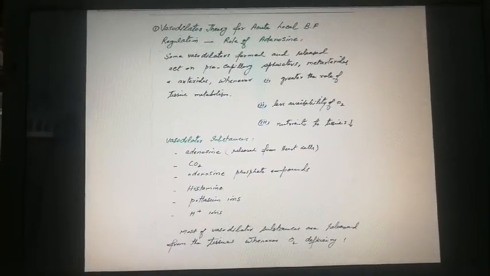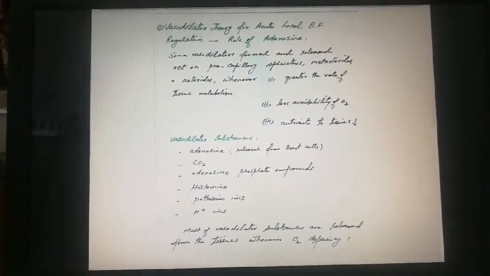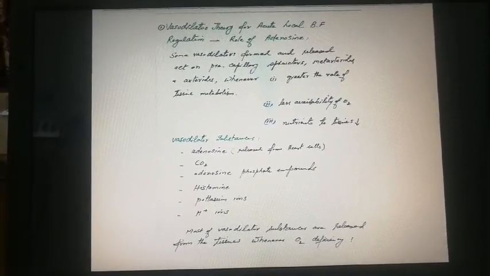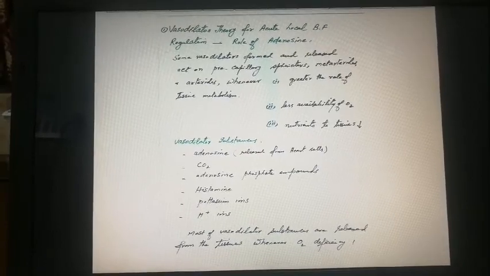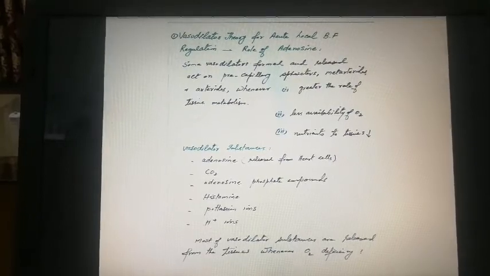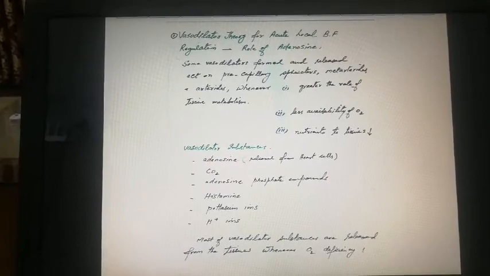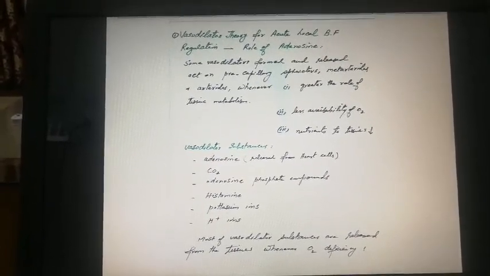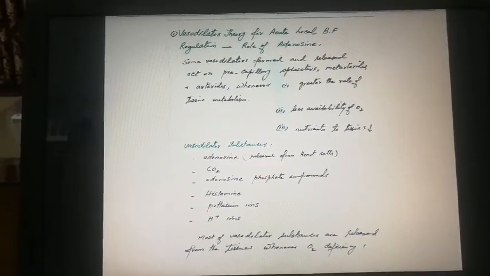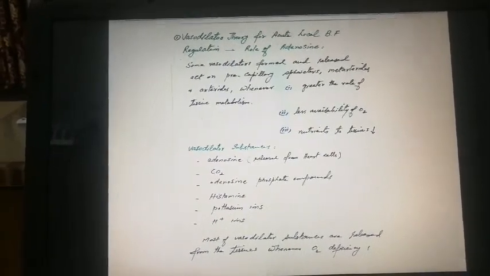What about the vasodilator theory for acute local blood flow regulation? Role of adenosine. Some vasodilators are formed and released and act on precapillary sphincters, meta-arterioles, or arterioles. One example is adenosine. This adenosine causes vasodilation of precapillary sphincters, meta-arterioles, or arterioles whenever there is greater tissue metabolism, less availability of oxygen, or less availability of nutrients.